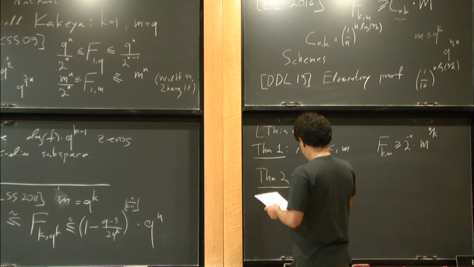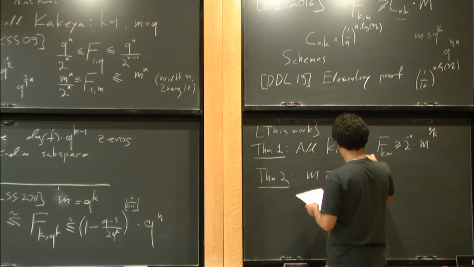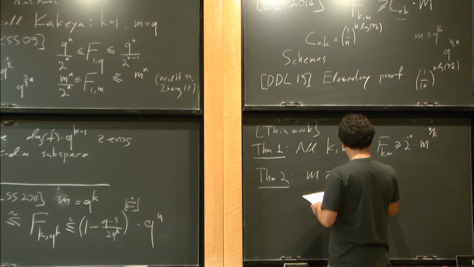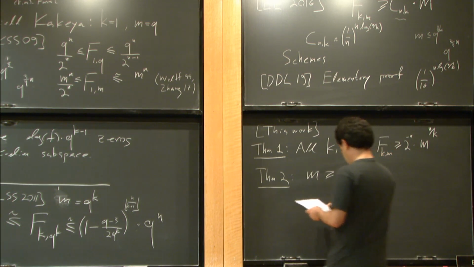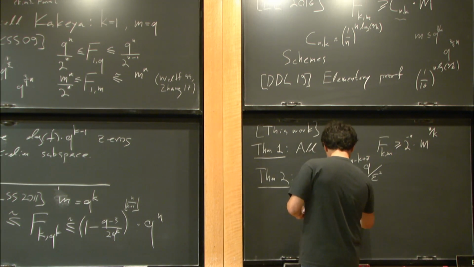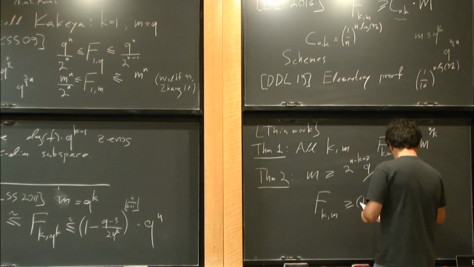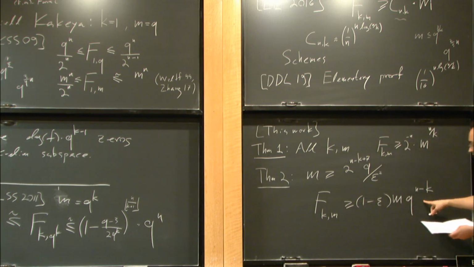when m is sufficiently large, so when m is bigger than, let's say, 2 to the n minus k plus 7 q over epsilon squared, f_k(m) is at most (1 minus epsilon) m q to the n minus k. So okay, this bound looks a lot different than this bound. It's much better.